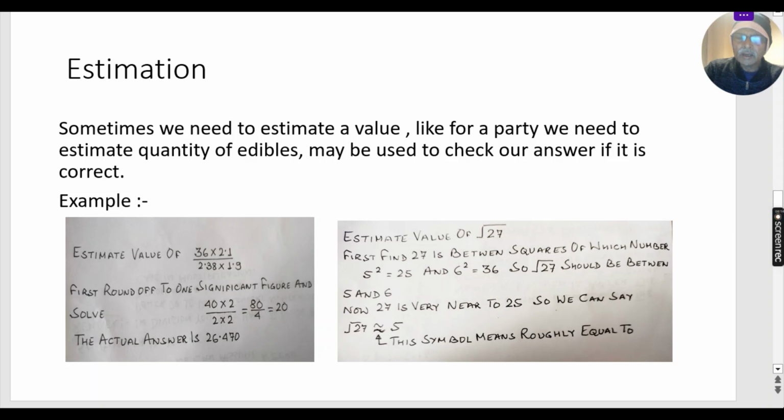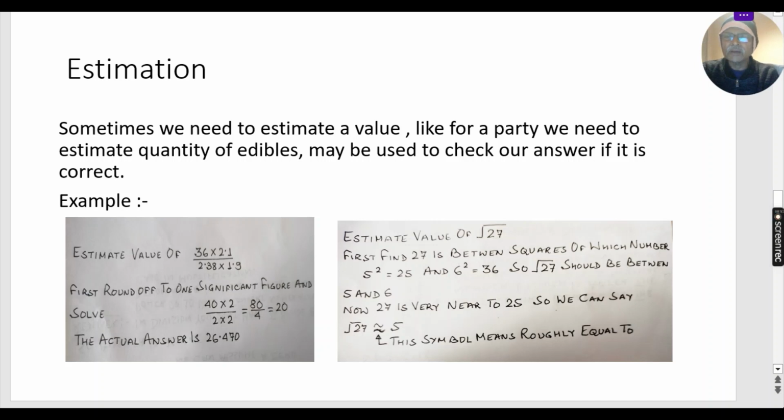Okay? Am I clear? So this 10 kg is an estimate only, because we have estimated that every person in the party will consume only 100 grams. Somebody may consume 80 grams, somebody may consume 200 grams. So it is just an estimation. So we sometimes need to estimate values. And you can use it for checking your answer also, whether your answer is correct or not, for any equation which you are solving. Okay?